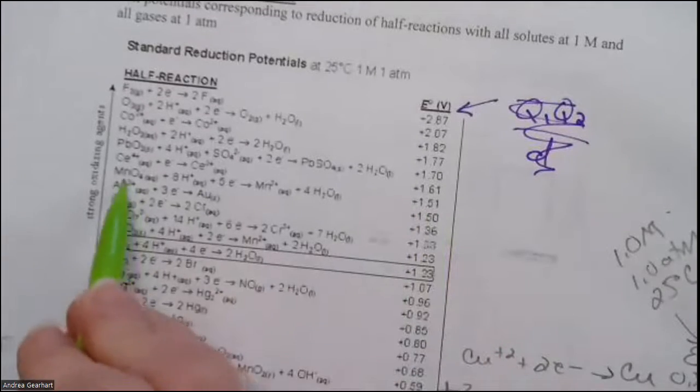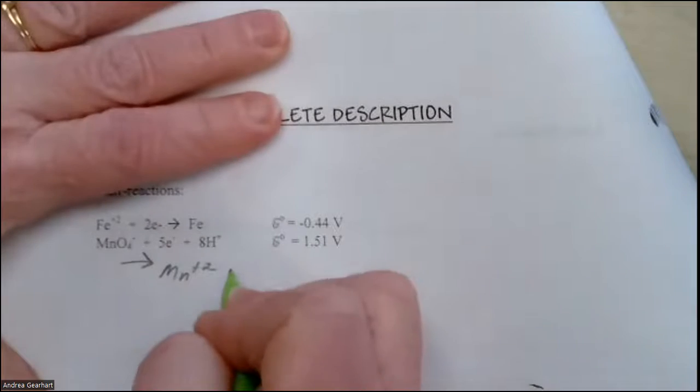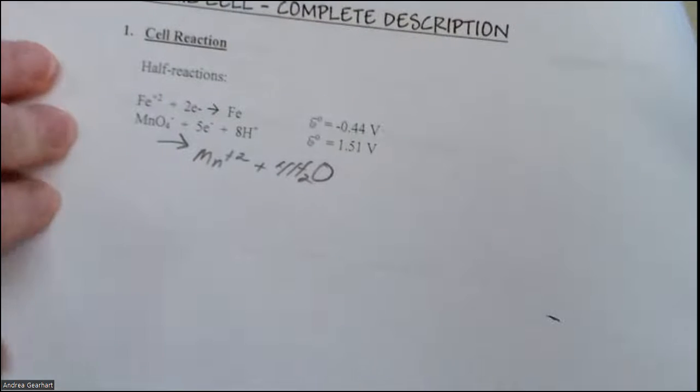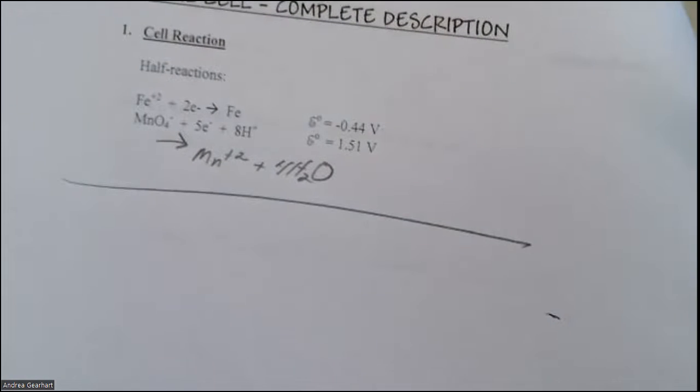The 1.51. So manganese plus 2 and then 4 waters. There we go. So Sarah's question is, can we make a battery out of this?